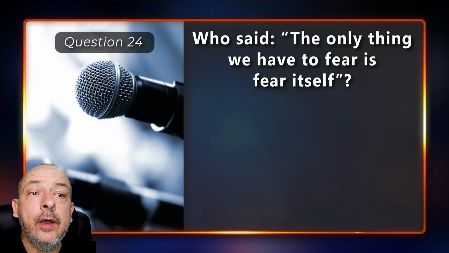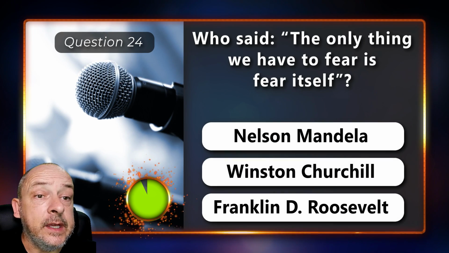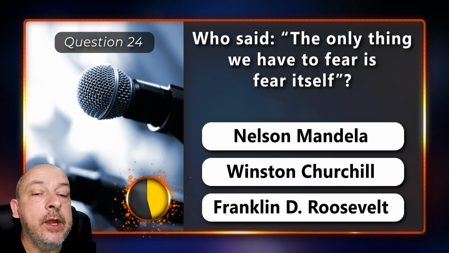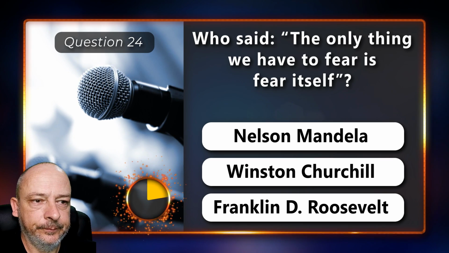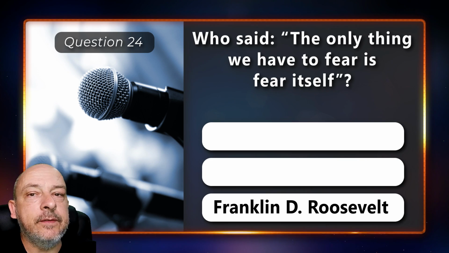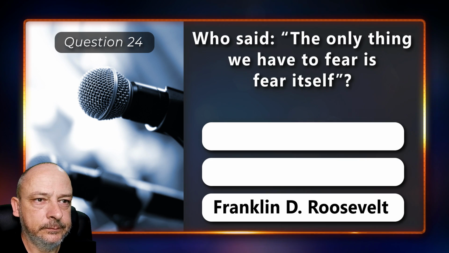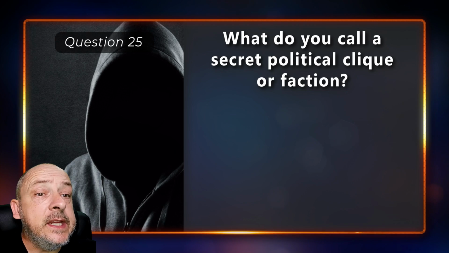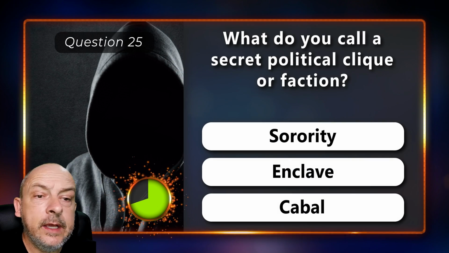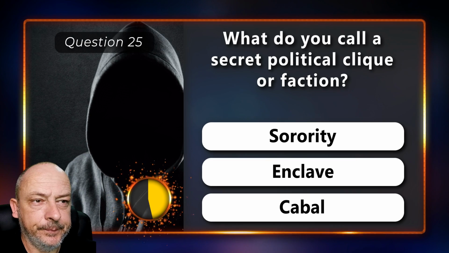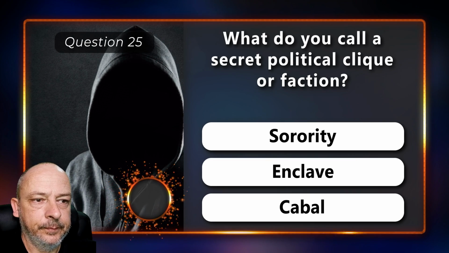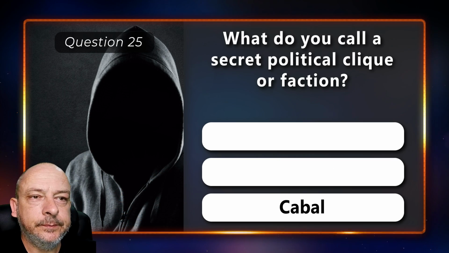Who said the only thing we have to fear is fear itself? Was it Nelson Mandela, Winston Churchill, or Franklin D. Roosevelt? Franklin D. Roosevelt. What do you call a secret political clique or faction? Is it a sorority, an enclave, or a cabal? It's a cabal.